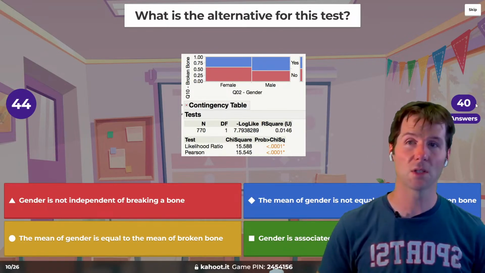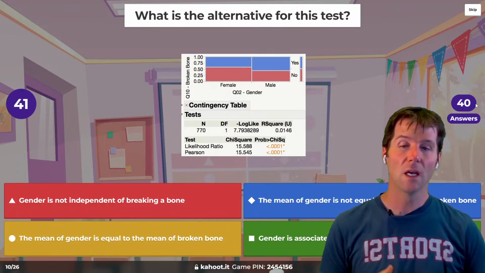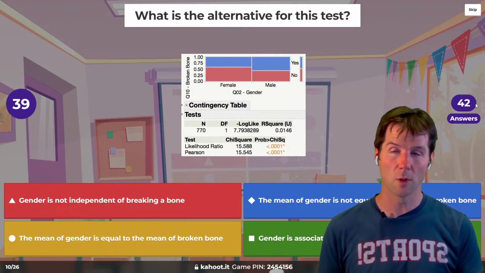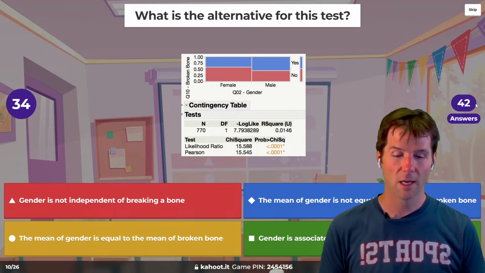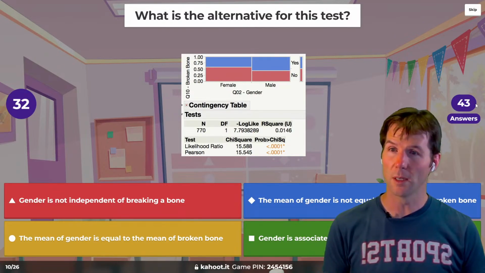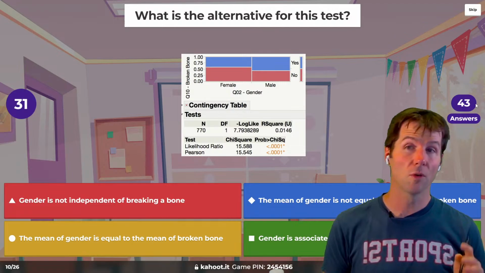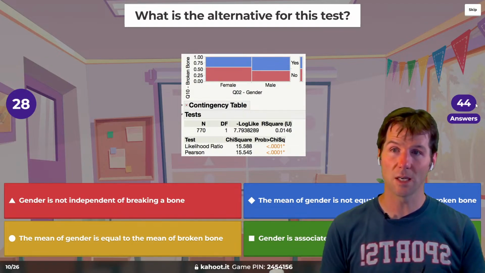The null hypothesis for the chi-squared test of independence is independence between the two variables, which you could also say is not associated. There are other ways to phrase it, like gender is not associated with breaking a bone. But remember, there's not one way to write the null. It depends on the data you're working with.